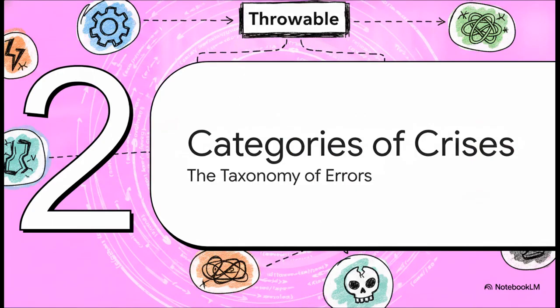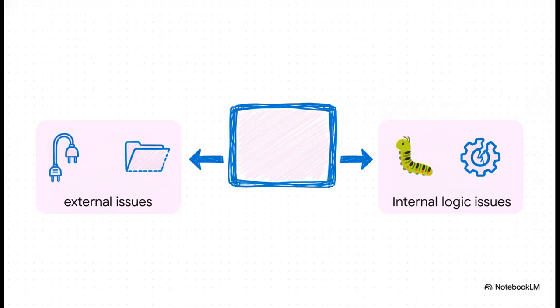Moving right along to Section 2, three categories of crises, or the taxonomy of errors. In Java, all of these little enemies actually stem from one master class, and that's called the Throwable class. So this Throwable class splits into a few manageable concepts. On one side, we have checked exceptions. You can think of these as external, real-world errors that are just outside of the program's direct control. We're talking things like a sudden network outage or maybe a missing file. The Java compiler actually forces you to handle these. Seriously, it won't even let you run the program until you do.